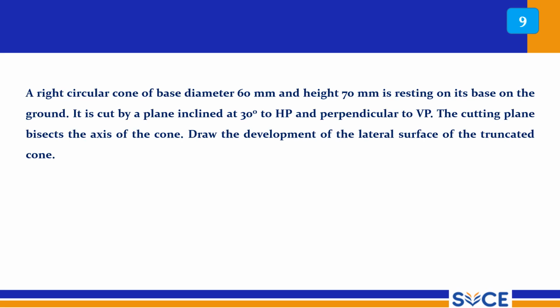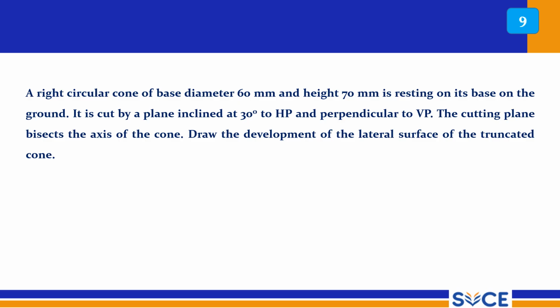Next, problem number 9, it is a right circular cone. A right circular cone of base diameter 60 mm and height 70 mm is resting on its base on the ground. It is cut by a plane inclined at 30 degrees to HP and perpendicular to VP, right? So that is the cutting plane position. The cutting plane bisects the axis of the cone, so it is exactly meeting at the middle of the axis.